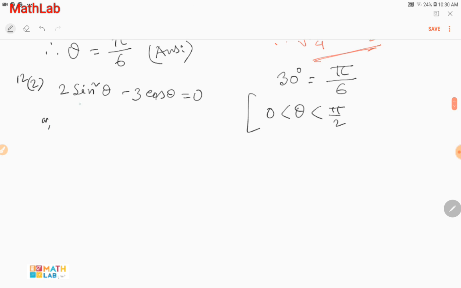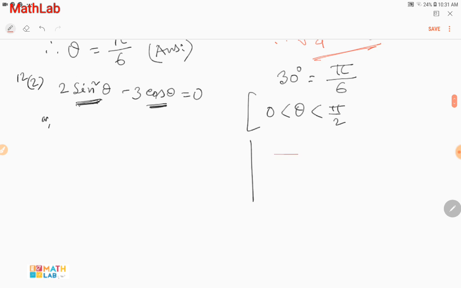For that we have to convert all variables into the same variable. Here the first variable is sine theta and the other variable is cos theta. Here is sine squared theta. So we can convert sine squared theta to cos theta, because we know the formula sine squared theta equals to 1 minus cos squared theta. But for cos theta there is no such formula. Yes, for cos theta there is a formula, that is 1 by sec theta, but we need sine theta. That's why we can only convert sine squared theta.